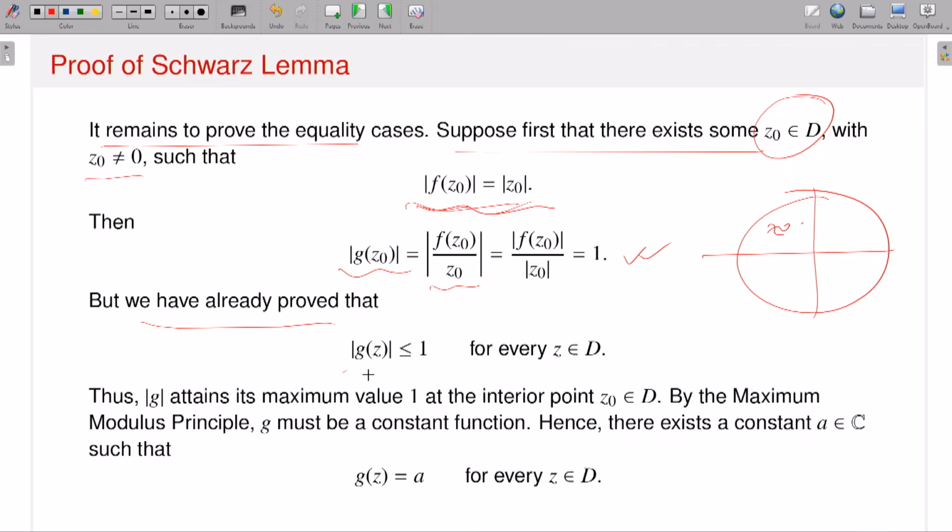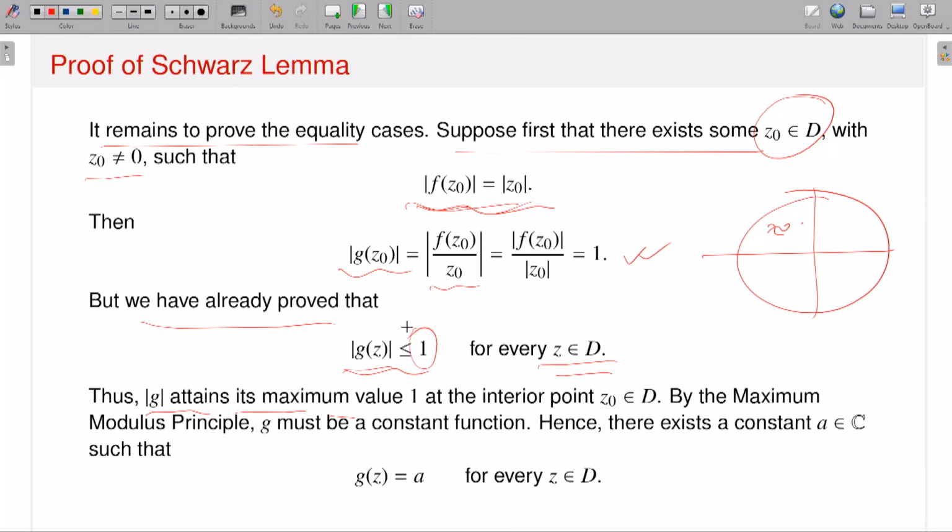But we have already proved that the function g, which is analytic on D, is dominated by 1 for every z in D, right? So therefore g is analytic in D and modulus of g of z is dominated by 1 for every z inside the disk, so this is an upper bound, right, and it attains the bound in the interior. So that means mod g attains its maximum, so this is the maximum value inside my domain. So I have a function g which is analytic on domain D, so therefore if it attains a maximum, it should attain it on the boundary, not in the interior.